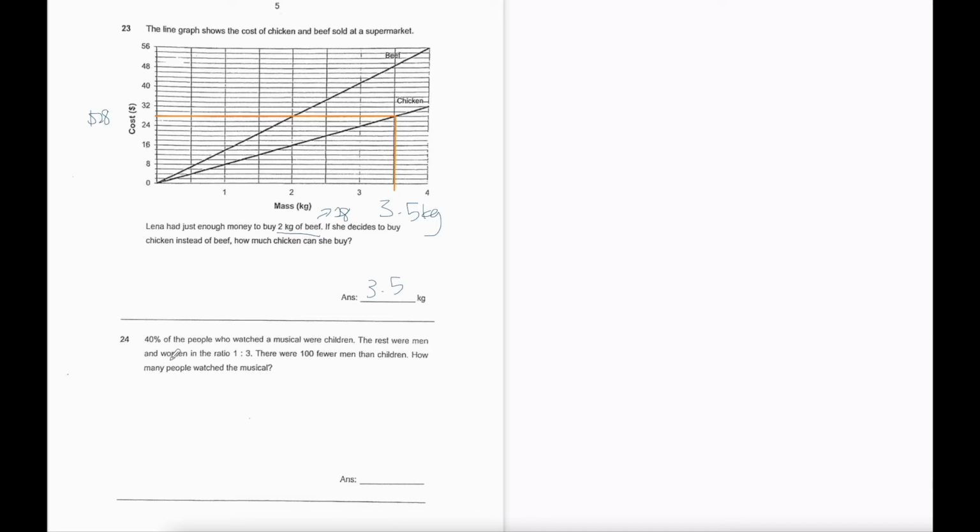So let's move on. 40% of the people who watched a musical were children. So I'm going to do the ratio here, okay? Children is to adults. Children is 40%. So my adults will be 100% minus 40%, which is 60%. Okay? So the rest were men and women in the ratio of 1:3. So from here, I branch it out to men is to woman. 1:3. So my total is 4 units, correct? And my total is also 60%.